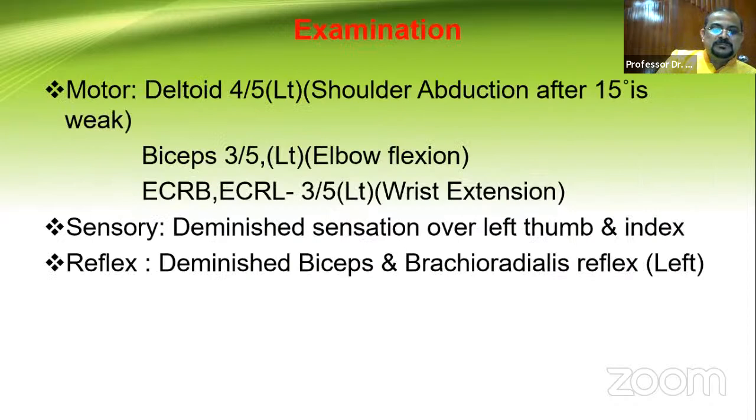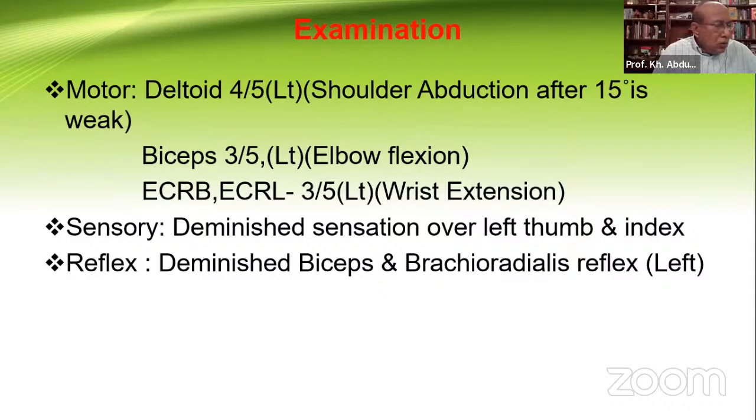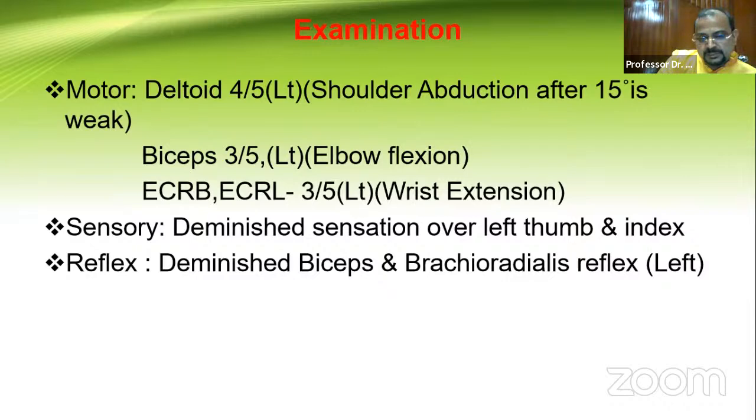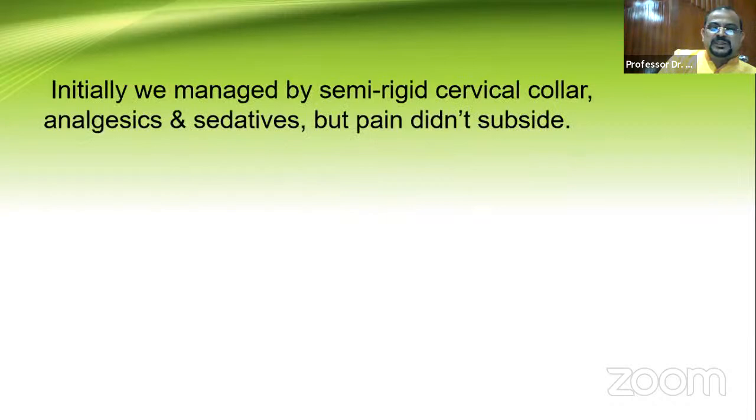Motor deltoid was 4/5, that is shoulder abduction up to 15 degrees, it was weak, and biceps was 3/5 on the left side, that is elbow flexion. ECRB and ECRL power was 3/5, that is wrist extension on the left side. Sensation was diminished in the left thumb and index finger, and the biceps and brachioradialis reflexes were diminished on the left side. Initially managed with a semi-rigid cervical collar, analgesics and sedatives, but the pain did not subside.